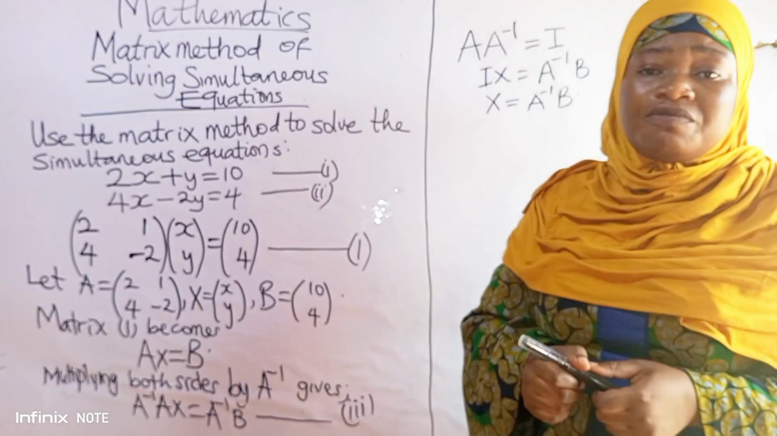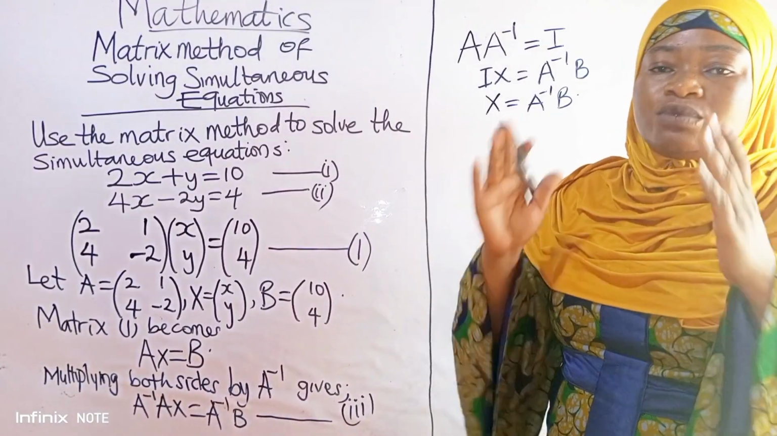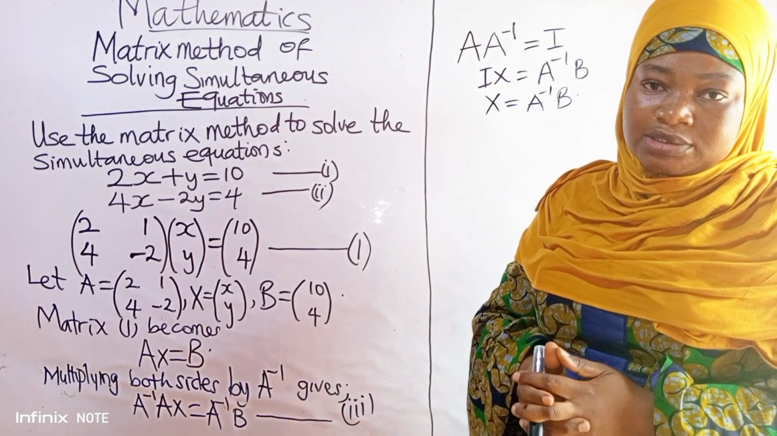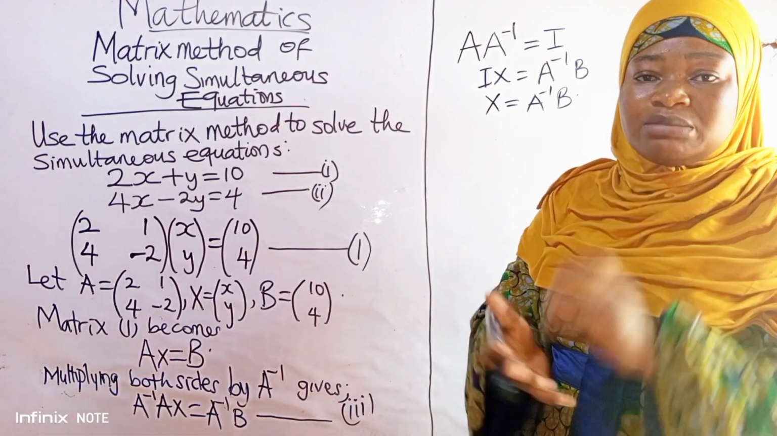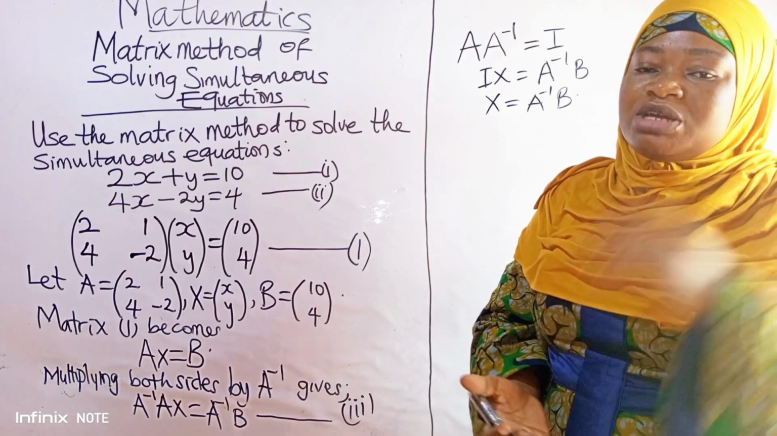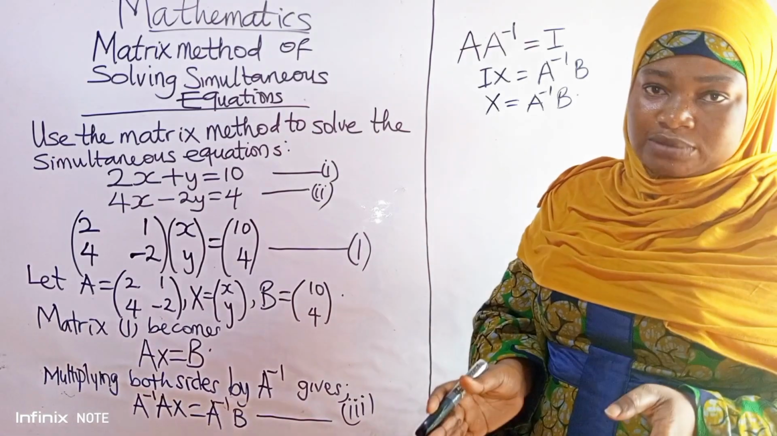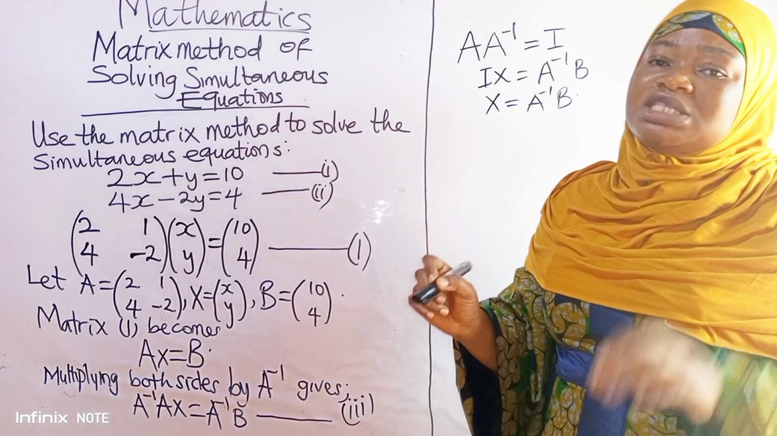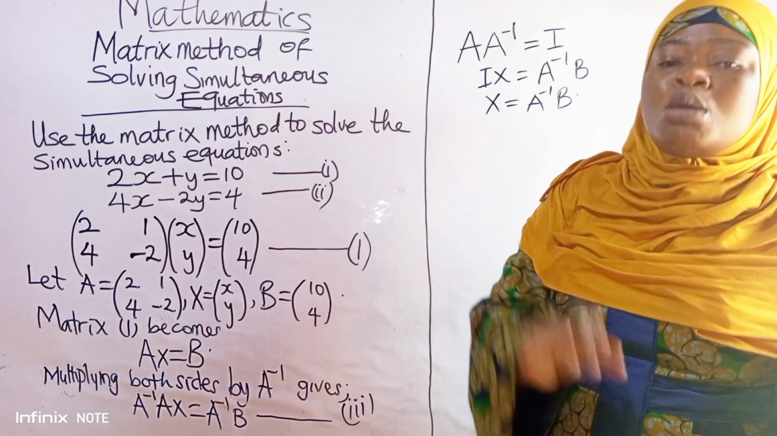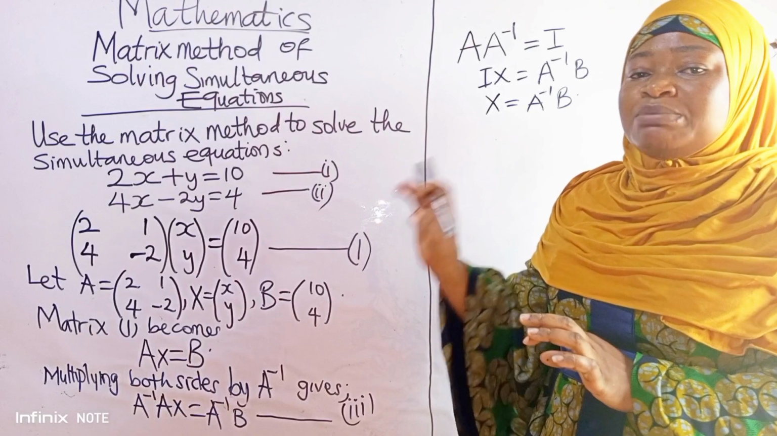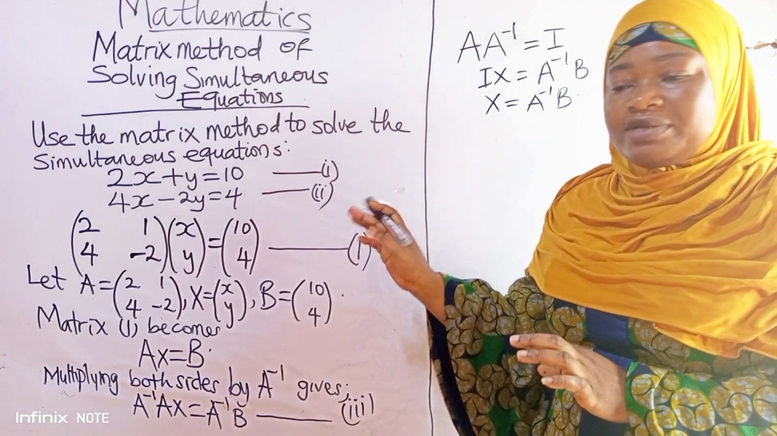And to find the inverse of A, the first thing that you have to do is to find the determinant of that matrix. The determinant is the one that will let you know whether that matrix has an inverse or not. If the determinant of that matrix is equal to 0, it doesn't have an inverse. But if the determinant is not equal to 0, it has an inverse.